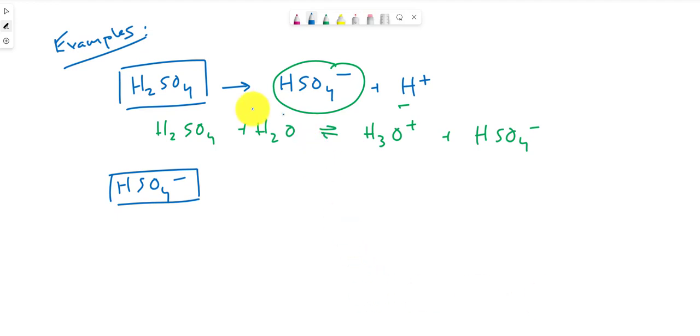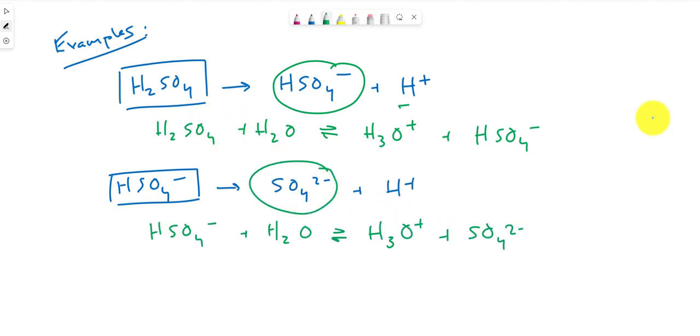So let's write out, very similarly to what we did with H2SO4, what it would look like implicitly if we didn't include water and we just said let's have HSO4 minus act as an acid, and then write it implicitly with water. So pause the video, see if you can write that out. Okay, so hopefully we get something that looks similar to this.